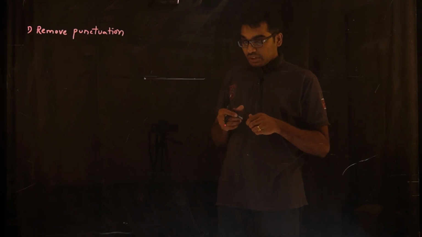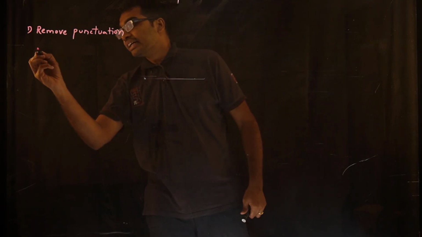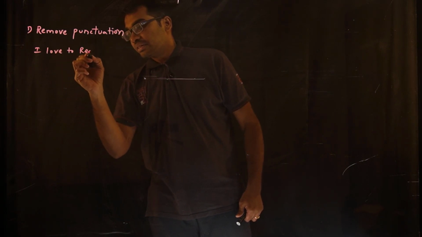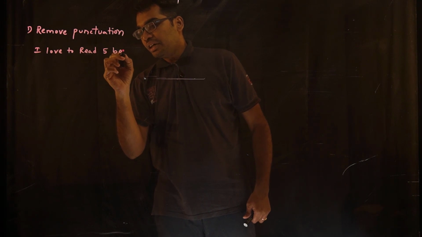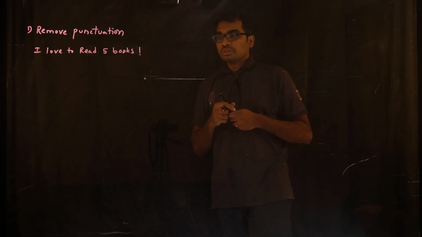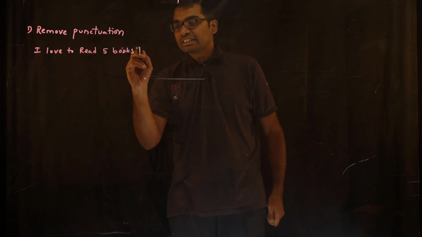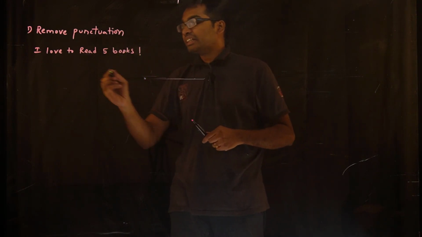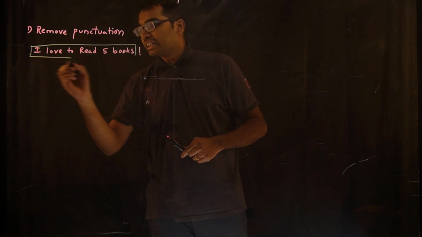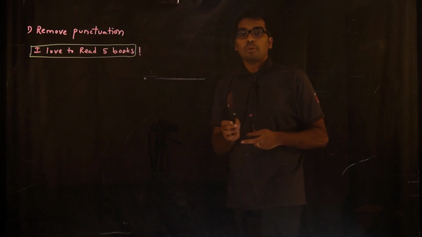Like if you take an example: I love to read 5 books, and then I put an exclamation mark here. I need to clean this. It doesn't make any sense whether it has an exclamation mark or not. If you clean it, you get only the highlighted text that you see here, right? That's very important.